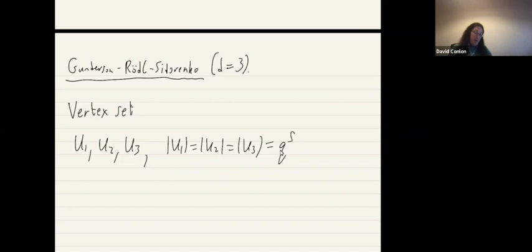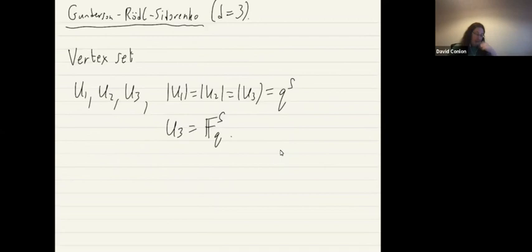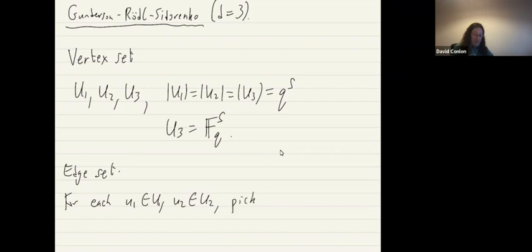But U3 is itself a copy of F_Q to the power of S. So the first two I don't care about. They're just labeled sets, or they're just sets, basically. The third one is actually a copy of this finite field to the power of S, and Q is a prime power. All right. If you do this, what's the edge set? So for each U1 in U1 and U2 in U2, pick random hyperplanes in U3 and join U1, U2 to any point in their intersection.